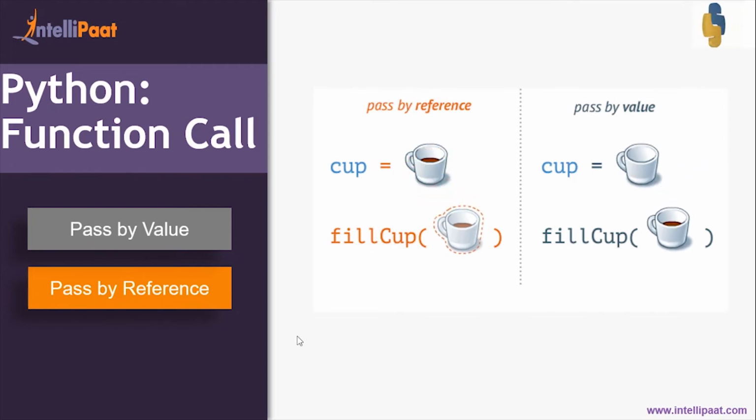Here on the screen is a very good example of pass by reference and pass by value. Alright. In pass by reference, you are filling a cup using the reference of the cup, and in pass by value, you are actually filling the cup using some values. So this was all about how you can define a function and how you can call it in Python.